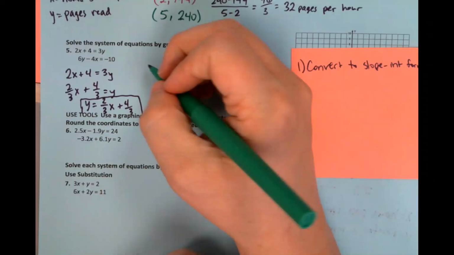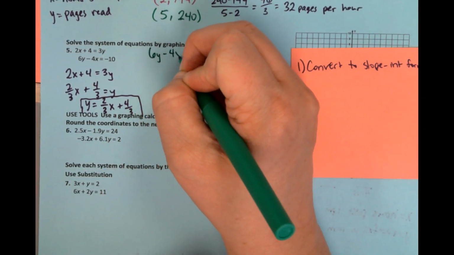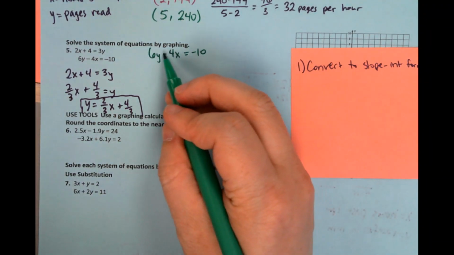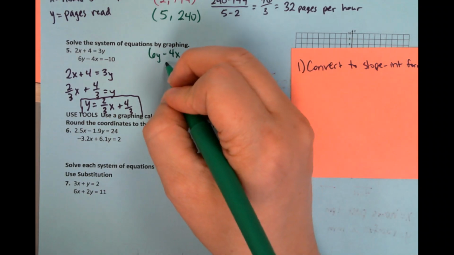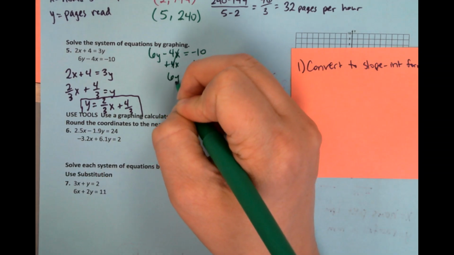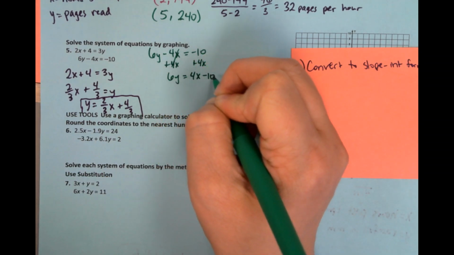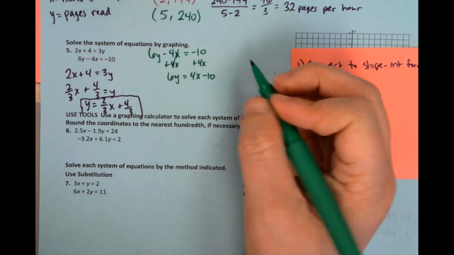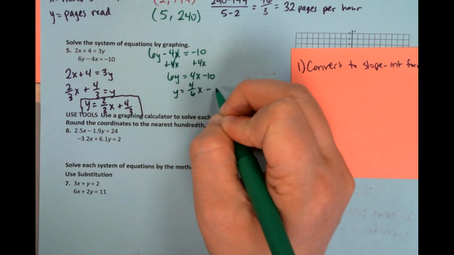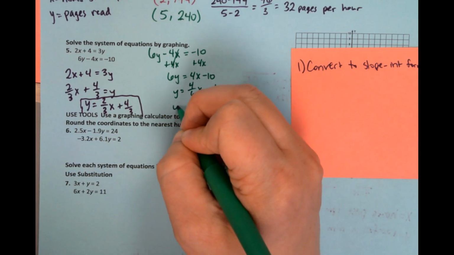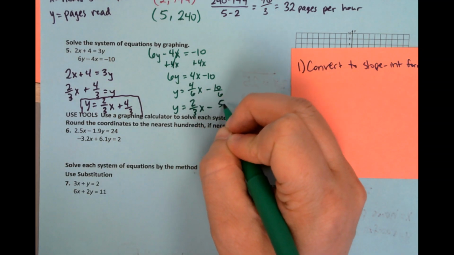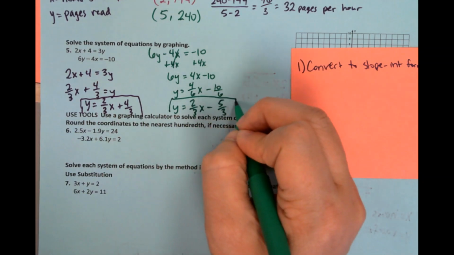Our other equation, 6y minus 4x equals -10. I need to eliminate the minus 4x, so I'm going to add 4x. 6y equals 4x minus 10. Divide everything by 6. 4 over 6x minus 10 over 6. We can simplify this. 2/3 x minus 5/3. That's our other equation.